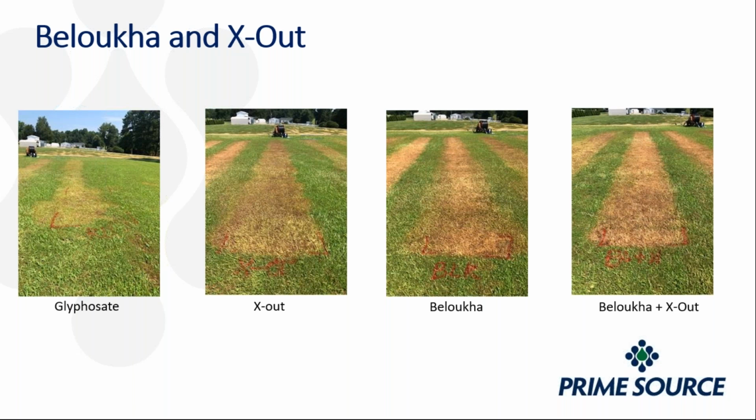The reason is the Beluca is not a systemic, so it's going to kill very fast. Glufosinate is partially systemic, so if we put them together, we get extended period of kill with no regrowth for those tough to control weeds like dandelions.